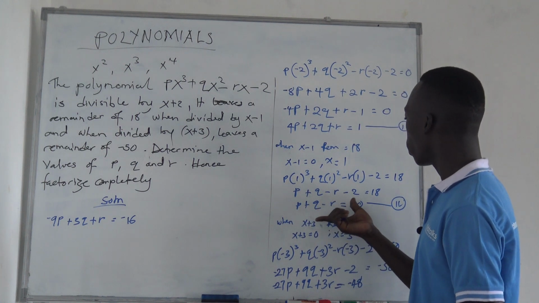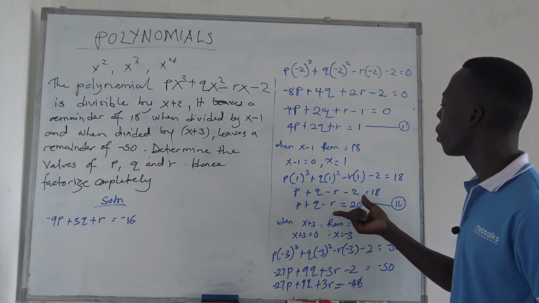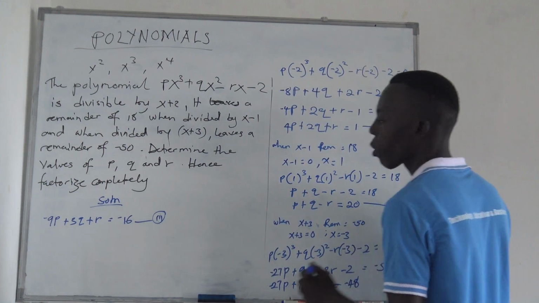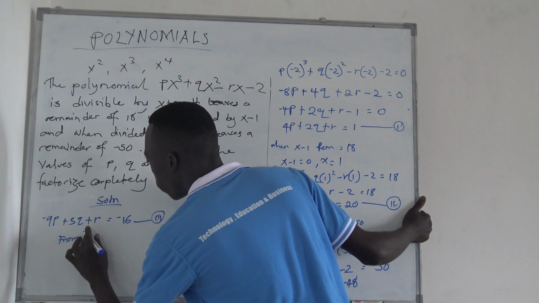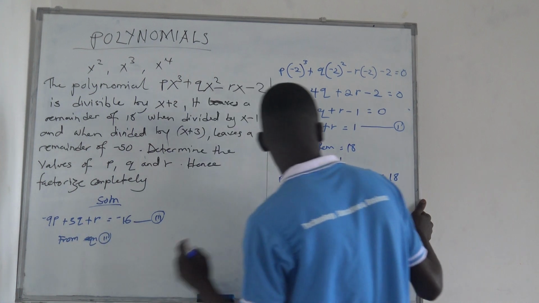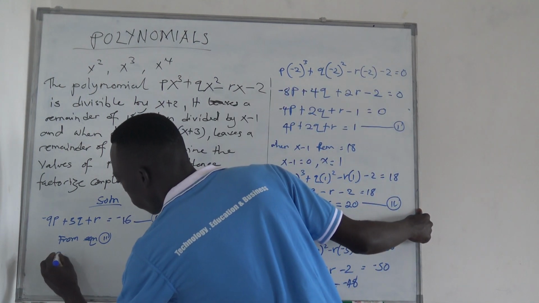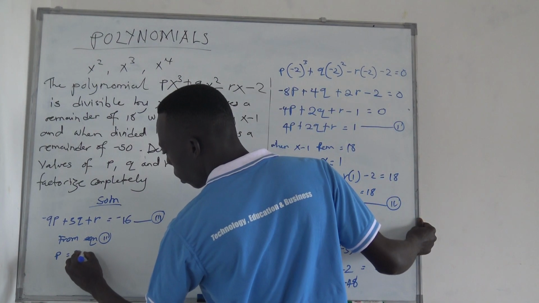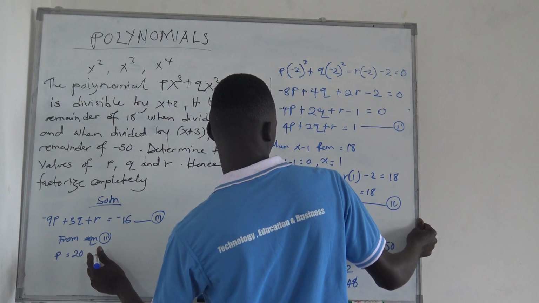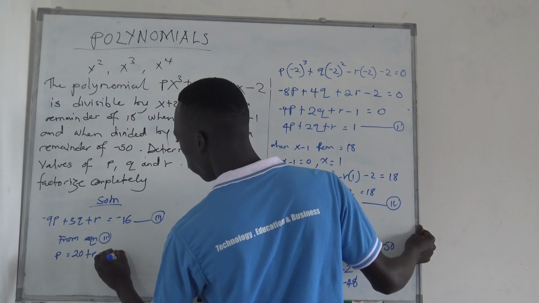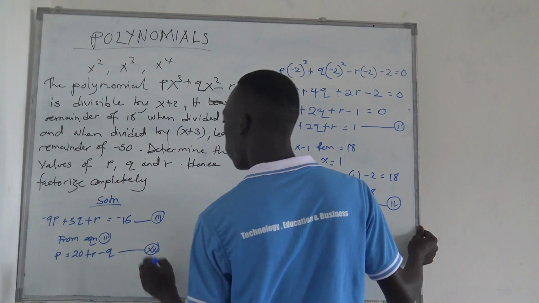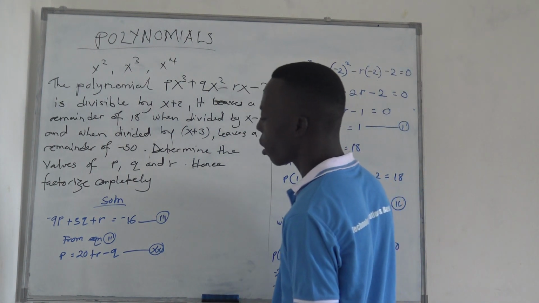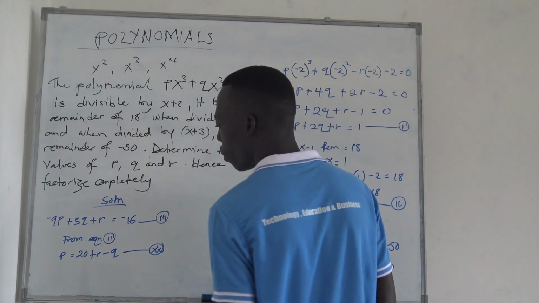So we can make either P, Q, or R the subject in the second equation. This one is the third equation. We say from equation 2, making P the subject, that means our P equals, we take the Q and R to the other side, which will be 20 plus R minus Q, and this one will be equation star. So after getting equation star, substitute in the first and the third equation, to get other two equations which will give us the values.